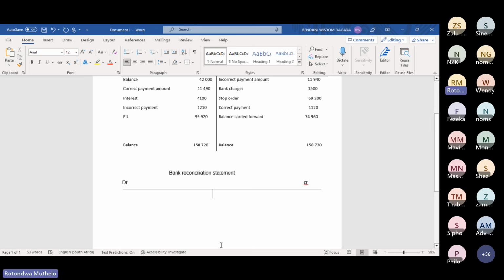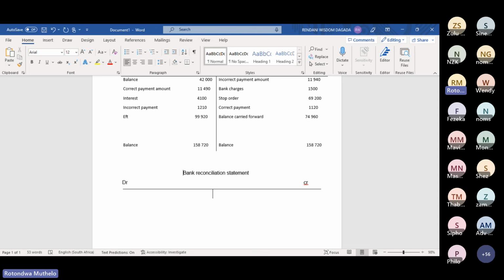Okay, guys. When it comes to the bank statement, the rules change now. Things that increase our assets, they are credited, and things that decrease our assets, they are debited. Vice versa. Now we reverse them, because it's vice versa now.